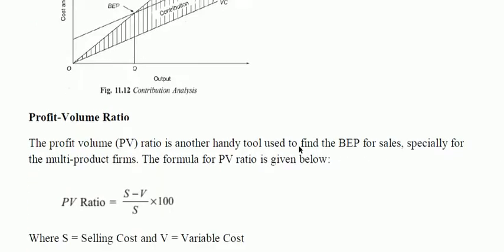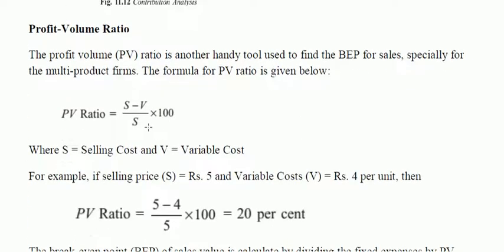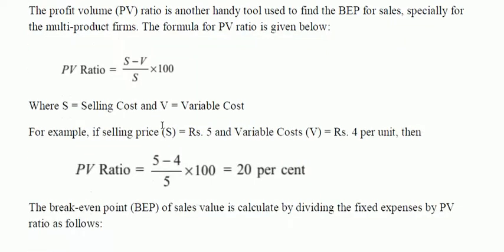Moving forward, profit volume ratio. The formula is (S minus V) upon S, where S stands for selling price and V is variable cost, into 100. So this is my ratio. Into 100 you can ignore if you are taking a ratio, but if you are writing it in percent form, then you multiply by 100. For example, PV ratio is 20%, or in terms of ratio you can represent it as 0.2 for calculation purposes in your numericals.